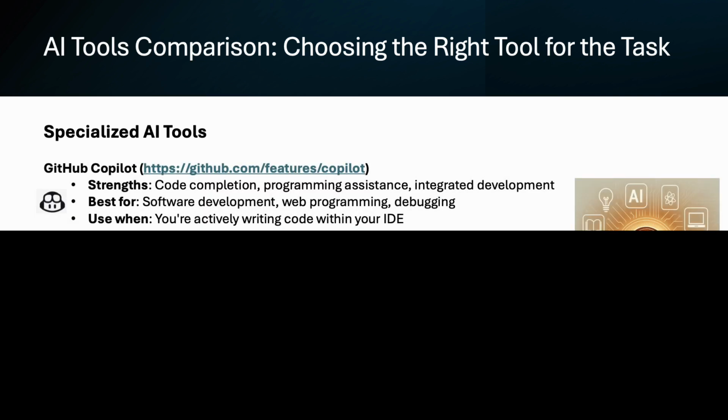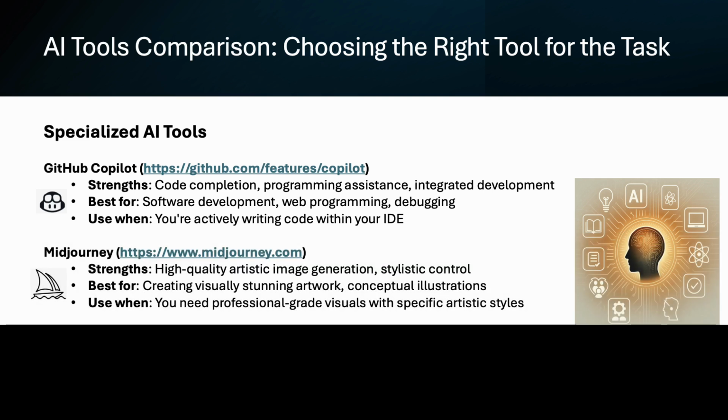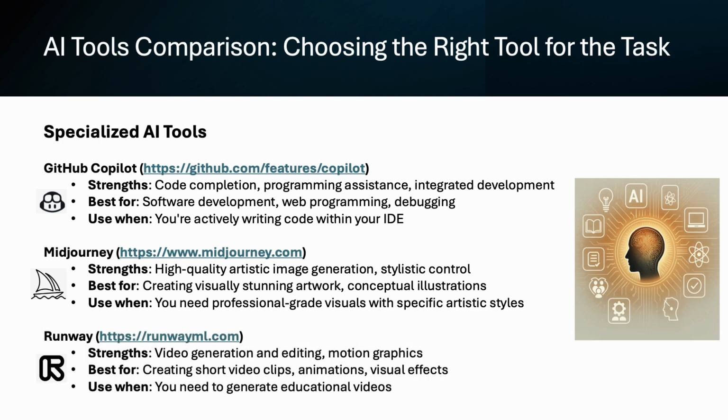If you're doing any coding, GitHub Copilot integrates right into your IDE and acts like an AI pair programmer. For visuals, Midjourney produces stunning artistic images, great for storyboards or conceptual visuals. And if you're creating instructional videos, Runway makes it easy to generate motion graphics and short clips. These tools let you go deeper and add polish to your final materials.